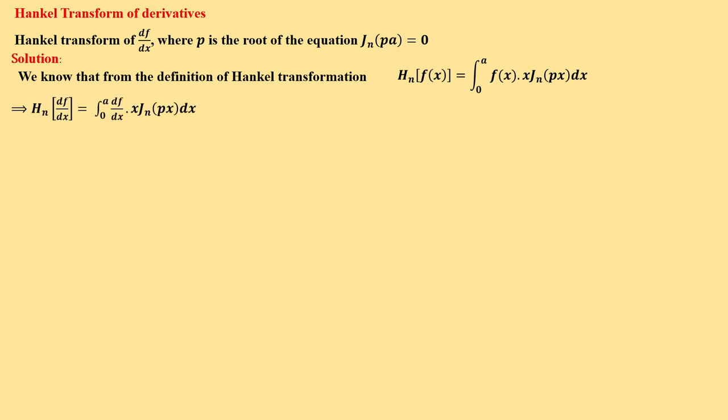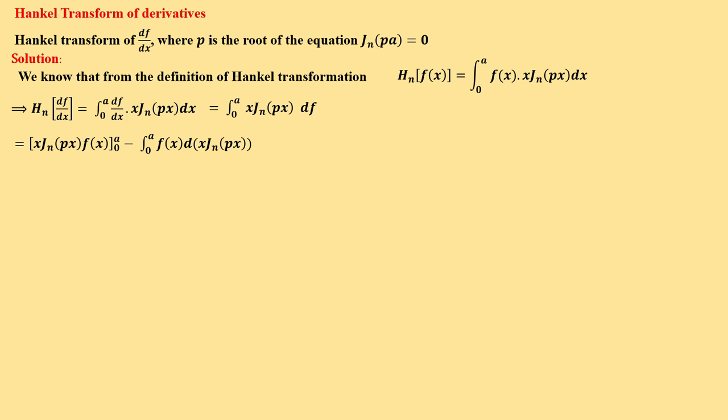So Hn of df by dx, replacing f of x by df by dx, is equal to integral 0 to a df by dx into x into Jn of px dx, which is equal to integral 0 to a x into Jn of px into df. Here we are cancelling dx in the denominator and dx in the numerator, so you will get df. Now we are using the integral u dv formula: integral u dv is equal to uv minus integral v du.